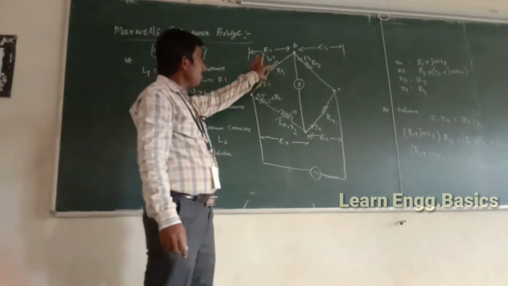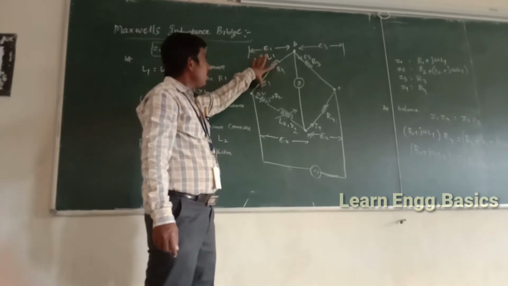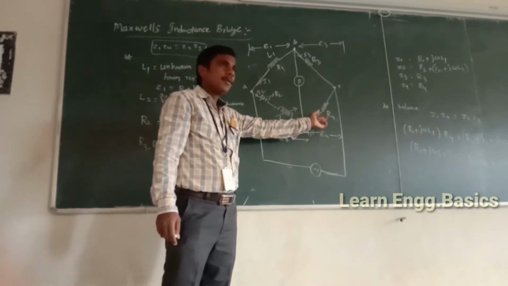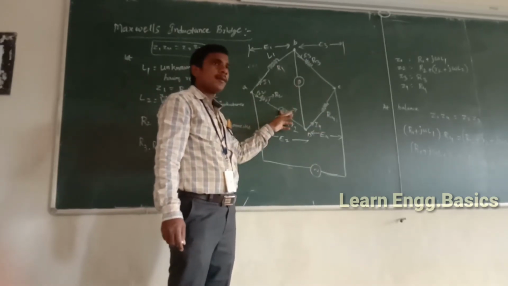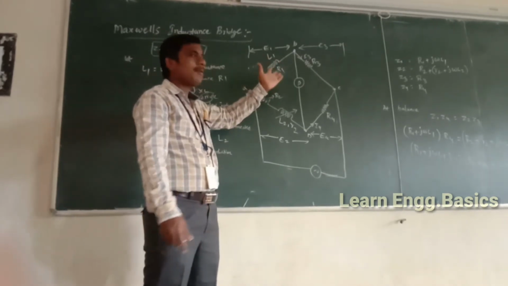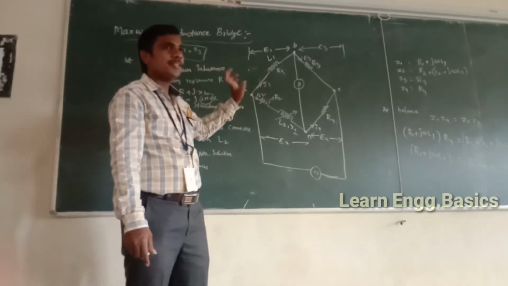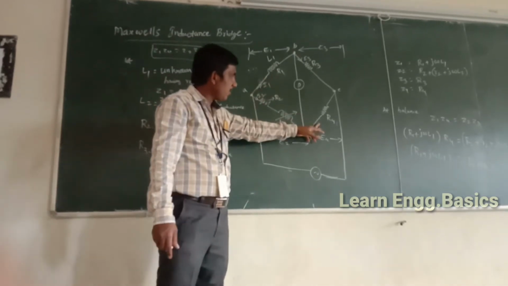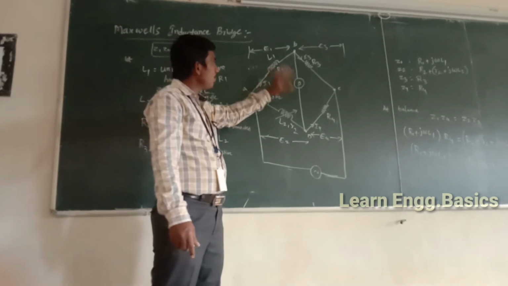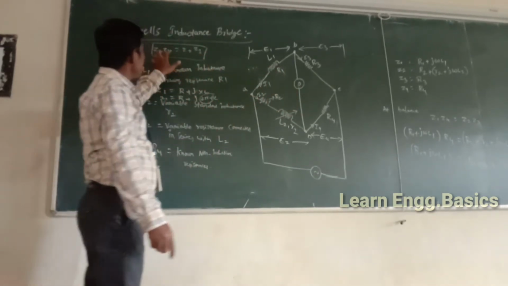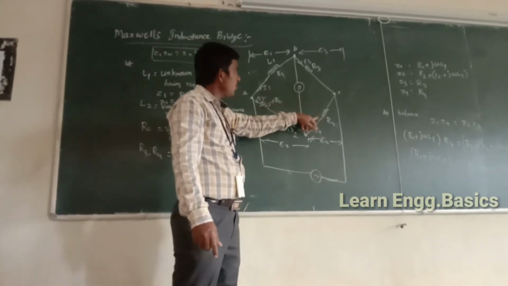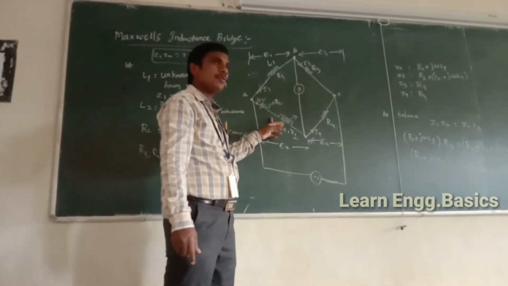The unknown inductance can be connected in any one arm, AB, or here, or here. According to the bridge circuit elements, we have to remember what Z1, Z2, Z3, Z4 are. If it is connected elsewhere, no difference will come, because the balance equation is Z1 Z4 equal to Z2 Z3. The product of these two arms and the product of these two arms should be equal.